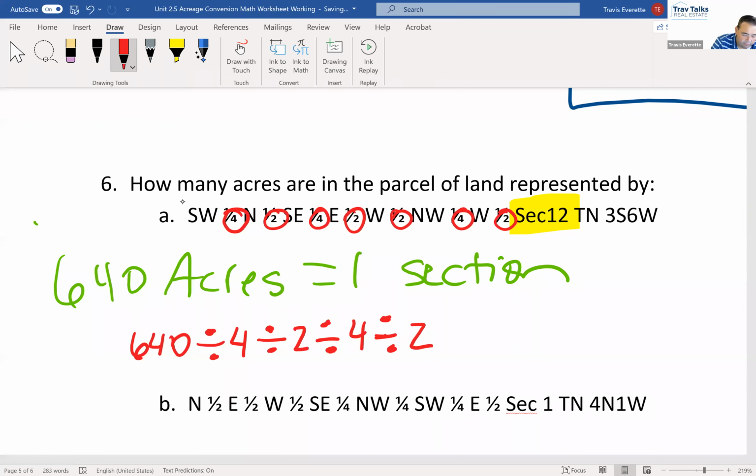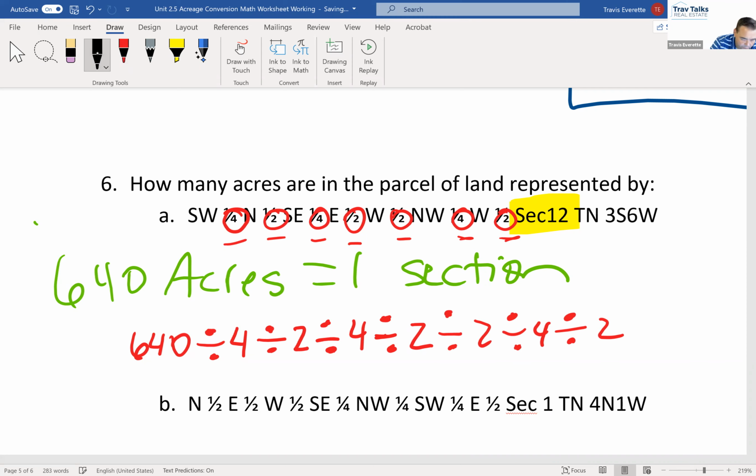So I got 4, 2, 4, 2. Need to be divided by 2. There's that 2. Divided by 4. There's that one. And divided by 2. Let me go back and check myself again. Let me make sure. Okay, I'm going to do a different color here.